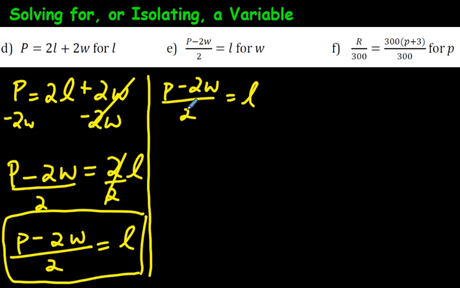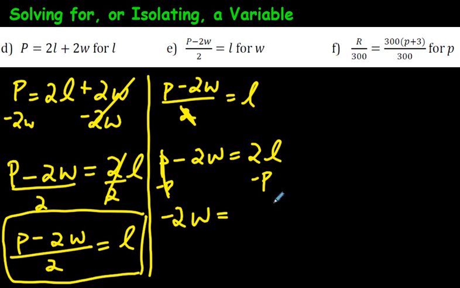I would start by getting rid of the denominator here, the 2. I'd multiply both sides by 2. Okay? If you multiply both sides by 2, it gets rid of this one here. You just have p minus 2w. And over here you have 2l. So we've gotten rid of the denominator there by multiplying both sides by 2. And now we want to get rid of this p here by subtracting p from both sides. So we're left with negative 2w is equal to 2l minus p.